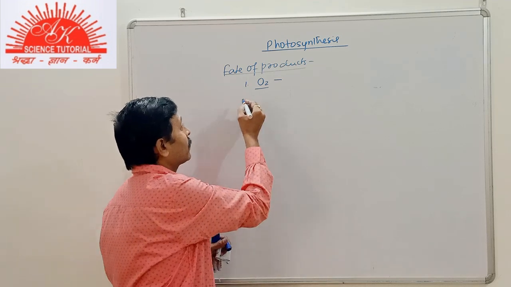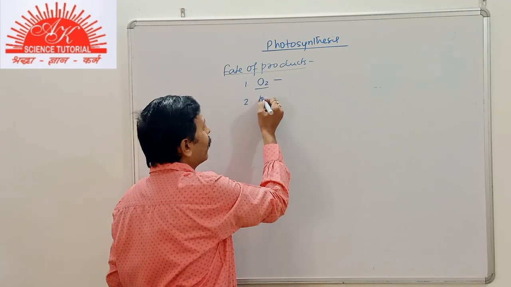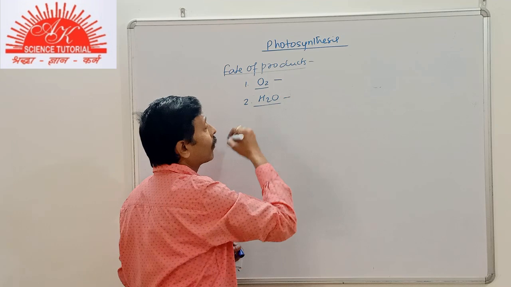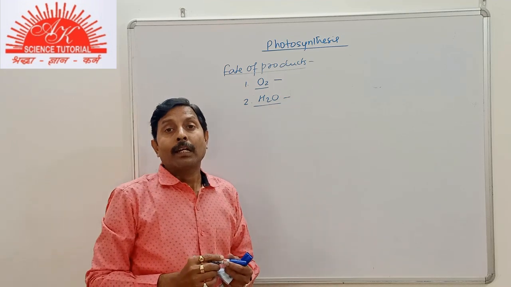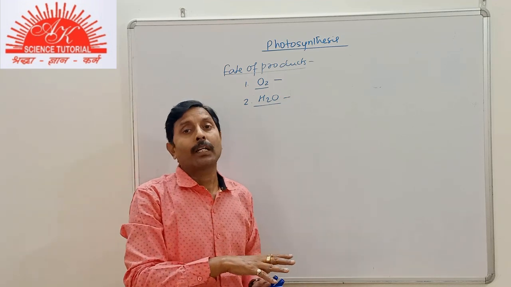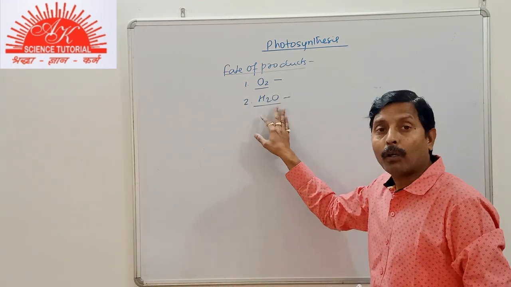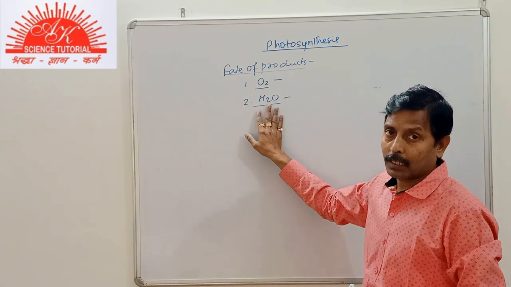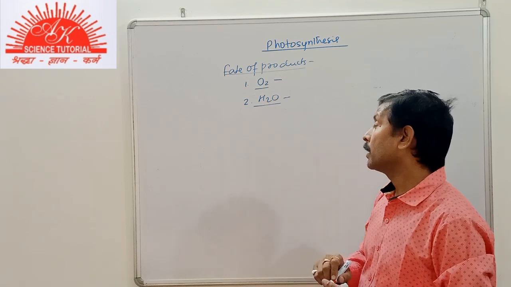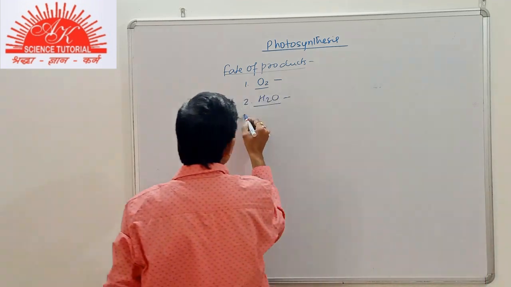Now the second part is water. Water is again either used in the process of photosynthesis or it forms part of the protoplasm. Now it is used in this way.